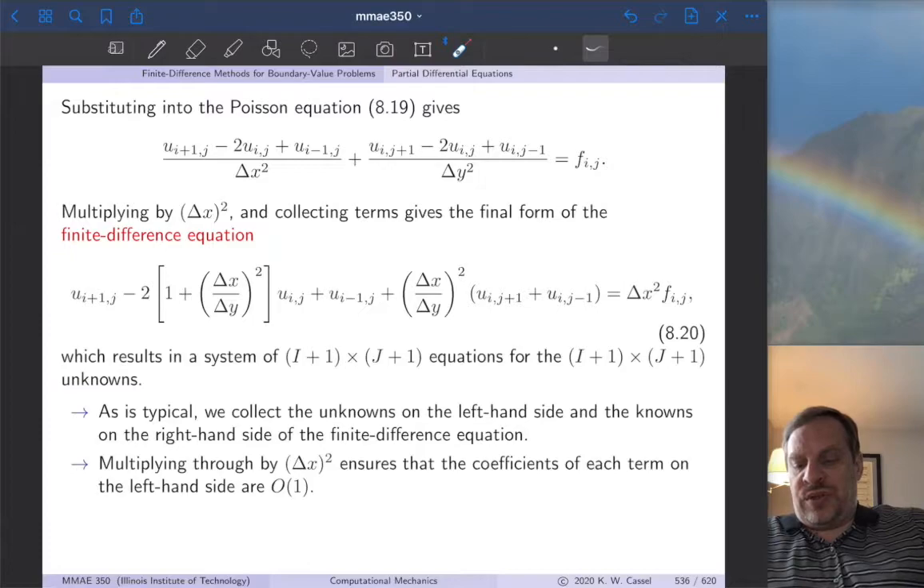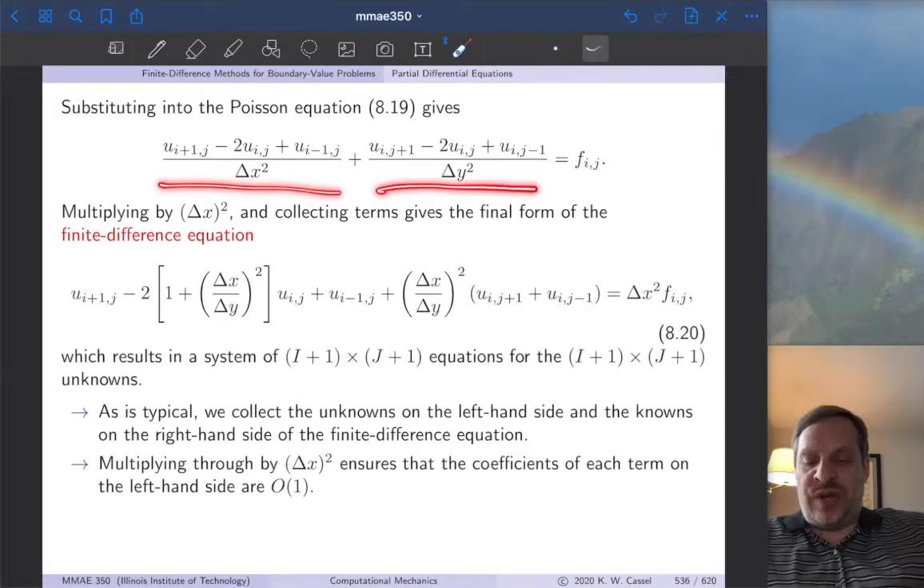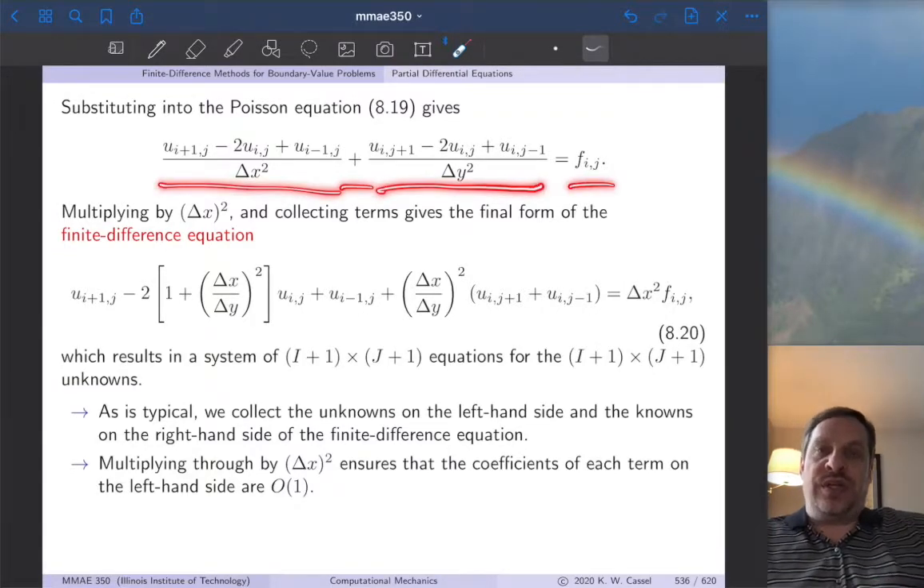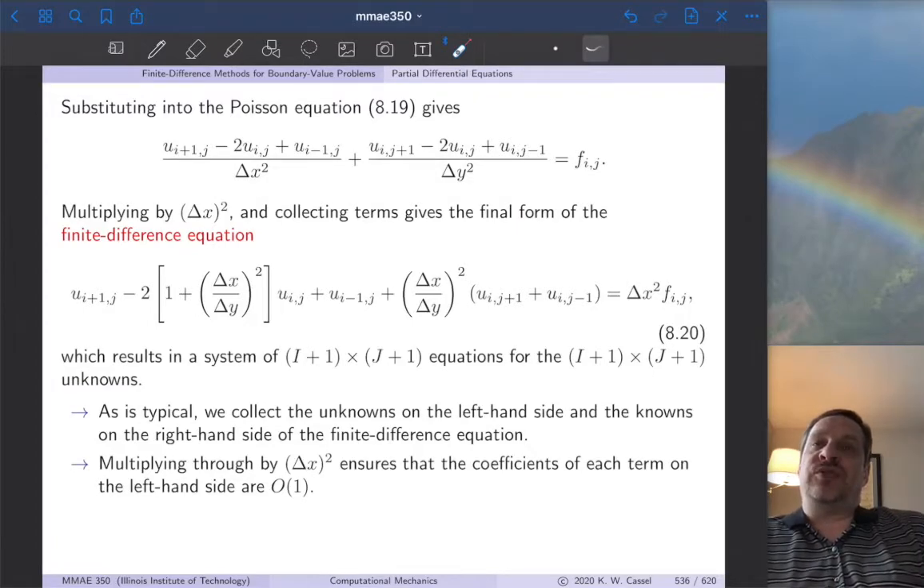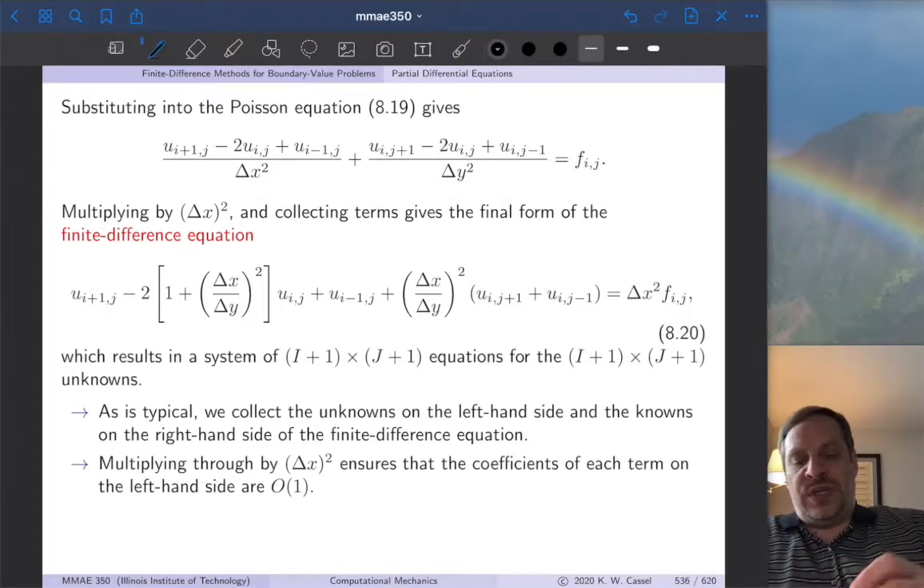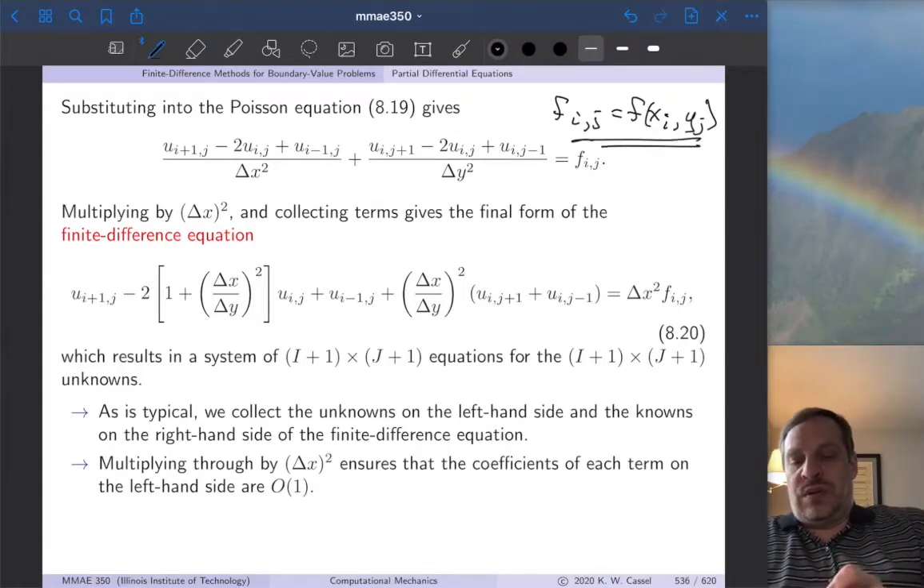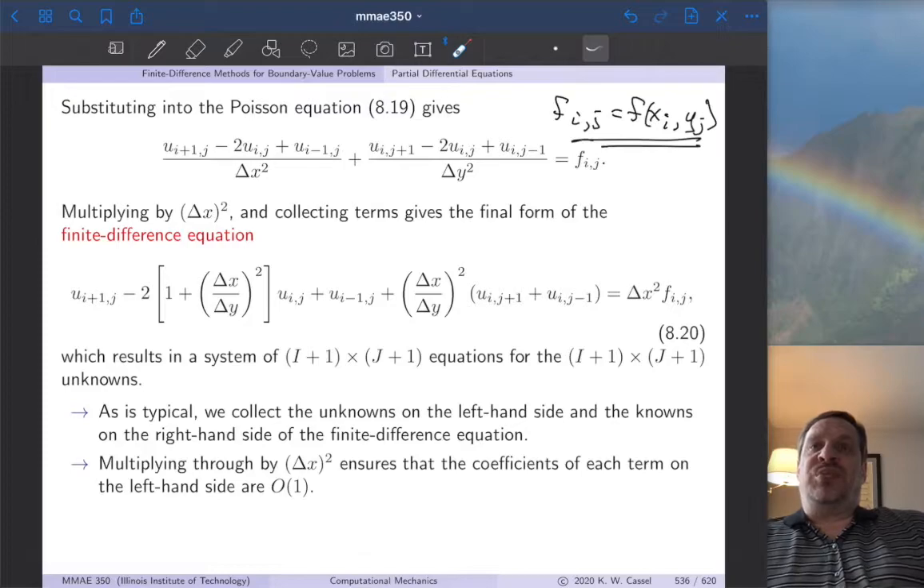So you plug those in. Here's the x derivative, here's the y derivative, add them together, and that's equal to your f_ij. Just like in the 1D case, f_ij is shorthand for f of x_i, y_j. All right, so that's the Poisson equation.